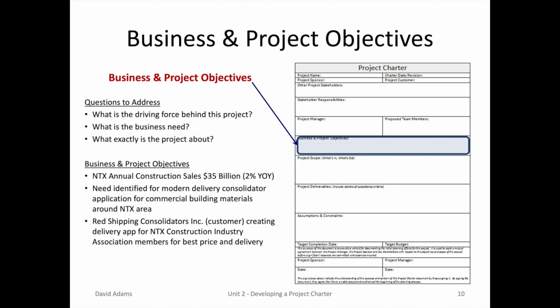In the second section of the project charter template, it's the business and project objectives. In this area, you need to address 3 questions. What's the driving force behind this project? What is the business need, and what exactly is this project about? This quick summary is valuable to anyone wanting to understand why the project's being done. And the case study write-up provides excellent information to fill in these project objectives.